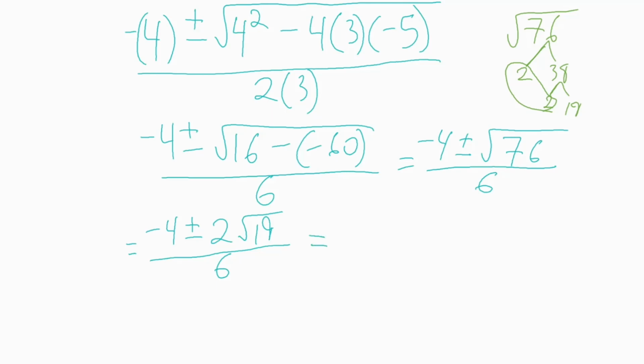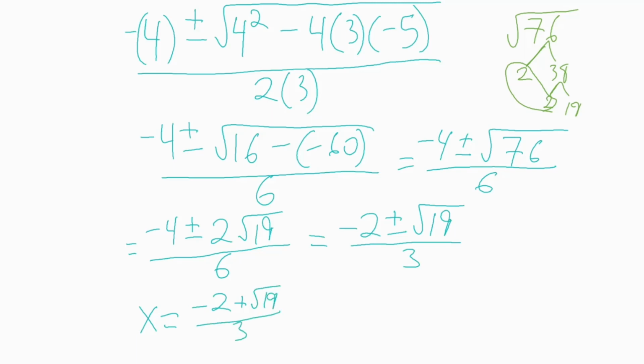Now we got one more step here. We can divide a 2 out from everything here. That will leave us with negative 2 plus or minus root 19, over 3. And so we get that our x is equal to negative 2 plus root 19 over 3, and x is equal to negative 2 minus root 19 over 3.